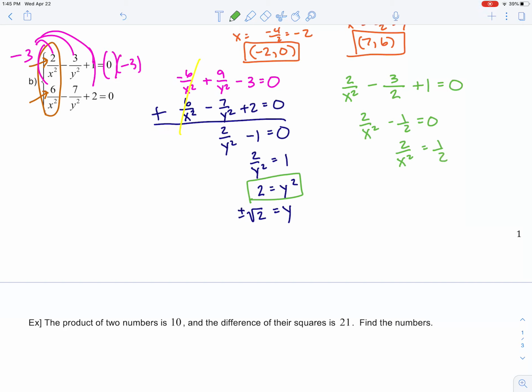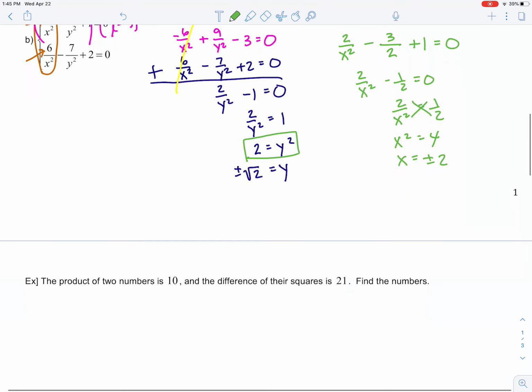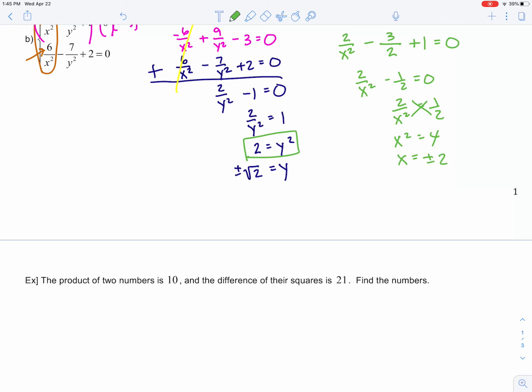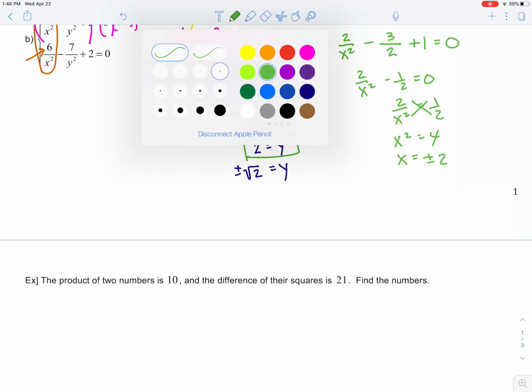And then I can go ahead and add that 1 half over. And I have a single fraction equal to a single fraction, so I think I will cross multiply. So I get x squared equals 4. I'm doing cross multiplication. So x equals plus or minus 2. So this would have been the case whether or not we plugged in square root of 2 or negative square root of 2. So what we're really getting here is we're getting 4 possible points of intersection.